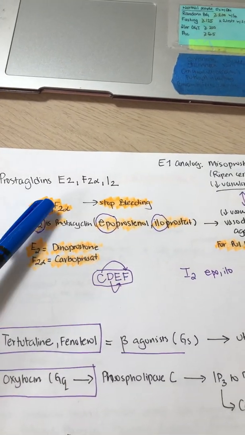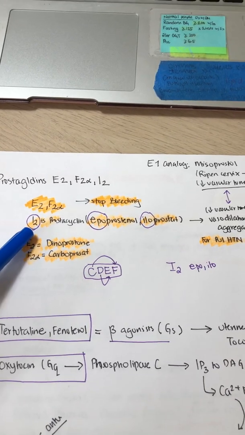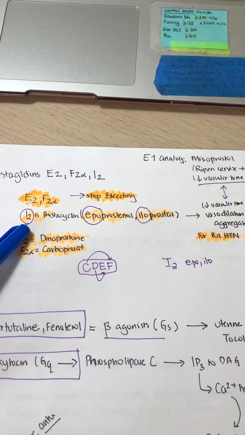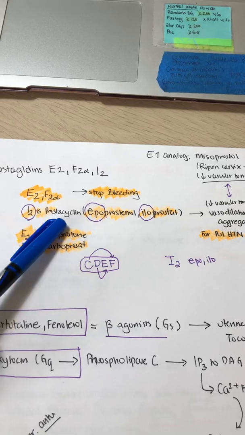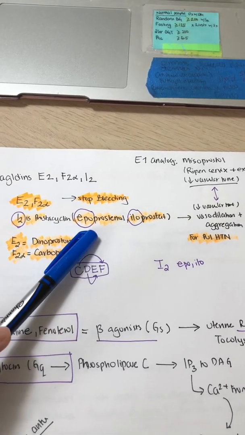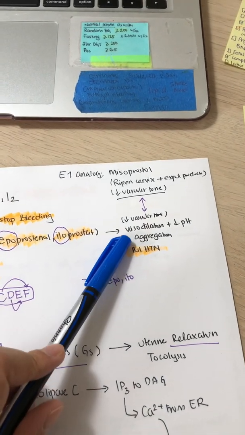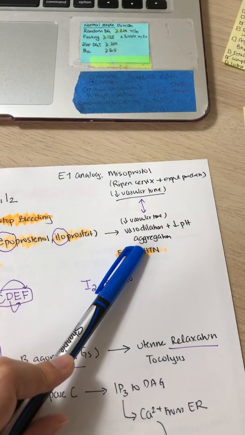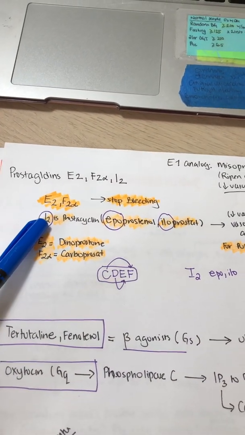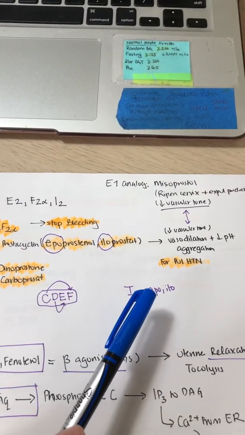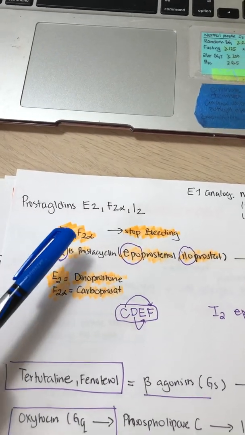There's E2, F2, and I2. I2 has nothing to do with obstetrics. I2 is prostacyclin, which includes epoprostenol and iloprost. Those are for pulmonary hypertension because they cause vasodilation and decrease platelet aggregation. So I2, remember, has nothing to do with uterine abnormality. It's for pulmonary hypertension.